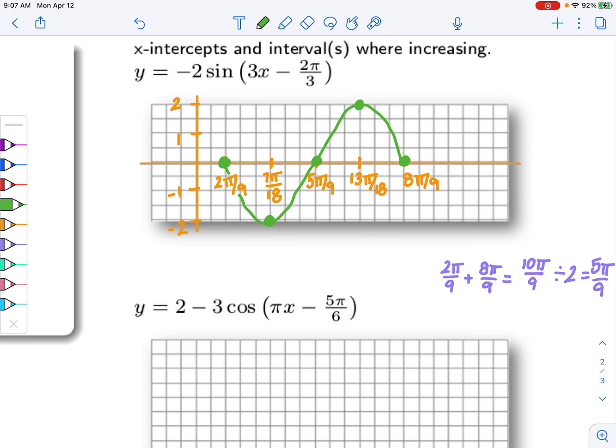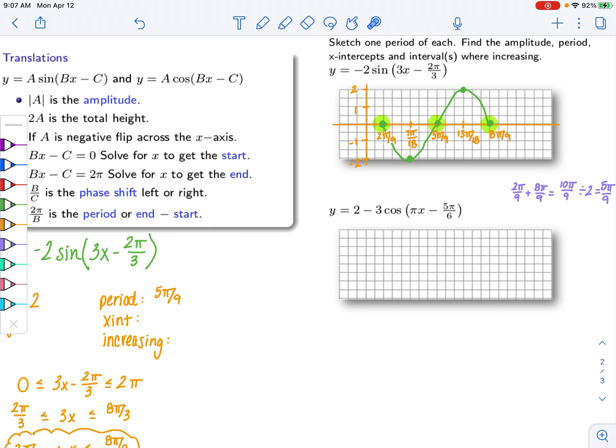This will help us now look at our increasing and x-intercepts. X-intercepts are where it crosses the x-axis, so these 3 points. And then it's increasing in this interval right here. As you read left to right, it's increasing. So let's write those down.